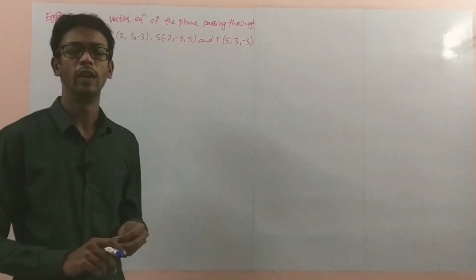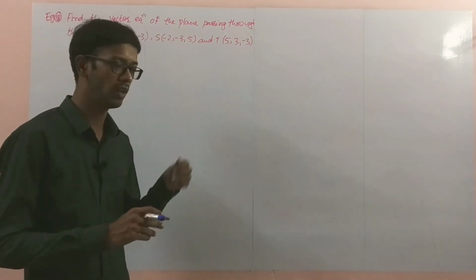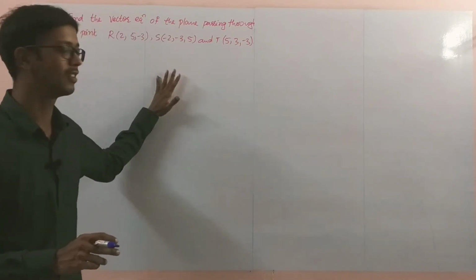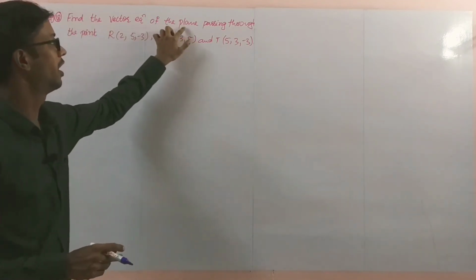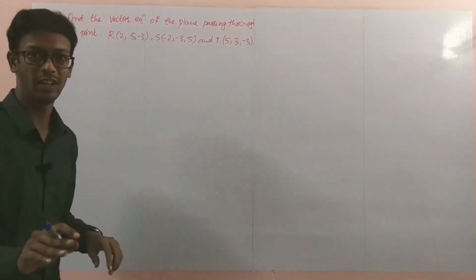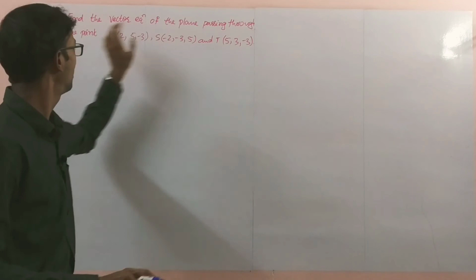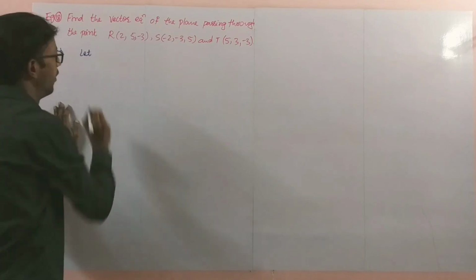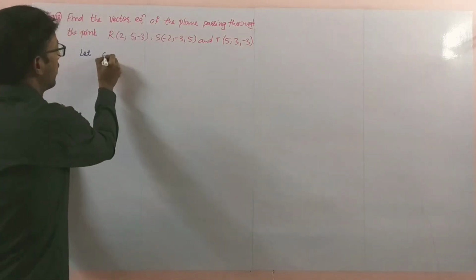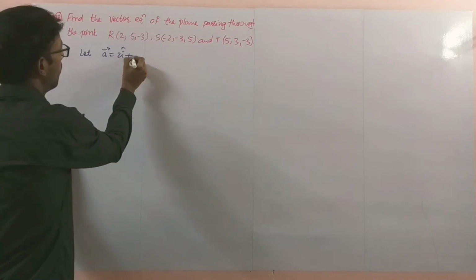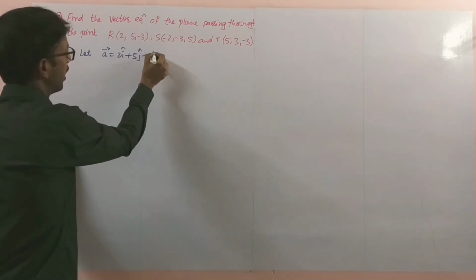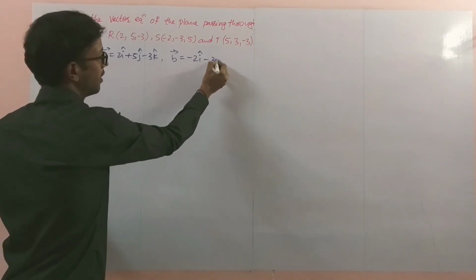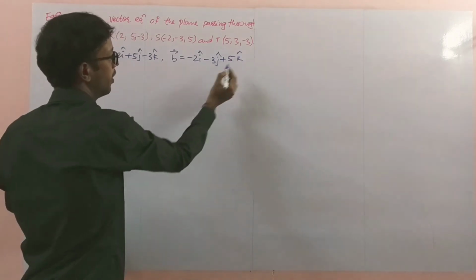Next, example 18, based upon the plane equation passing through 3 points. Based upon that concept, one example problem. Find the vector equation of the plane; they are not asking for the Cartesian equation. Vector equation of the plane passing through the 3 points. So, first of all, solution: let the position vectors of the 3 points be a bar equal to 2i cap plus 5j cap minus 3k cap. Next, b bar equal to minus 2i cap minus 3j cap plus 5k cap.